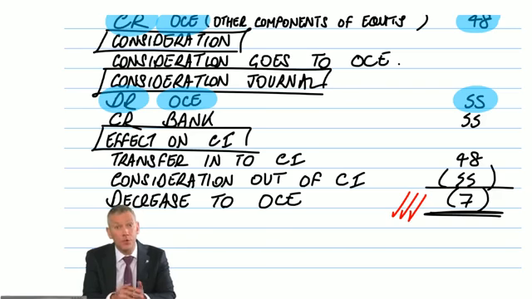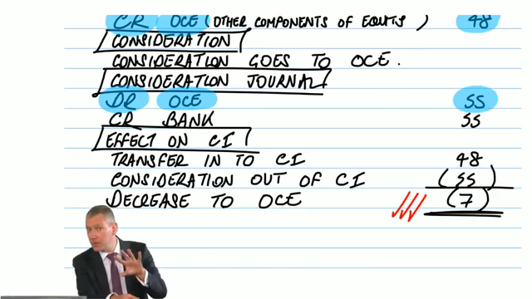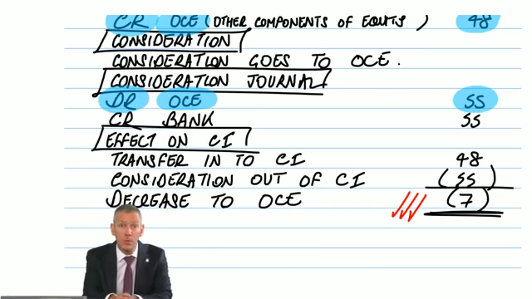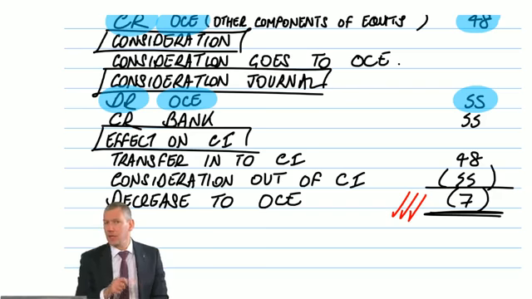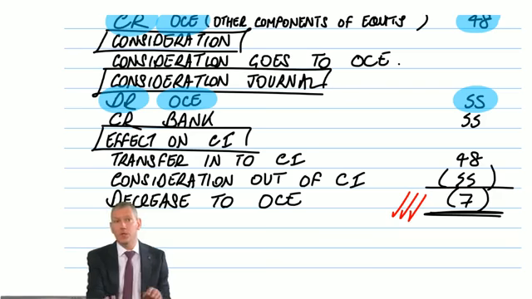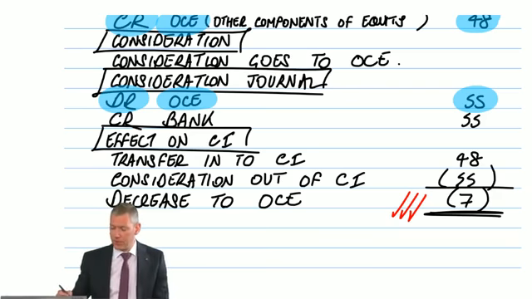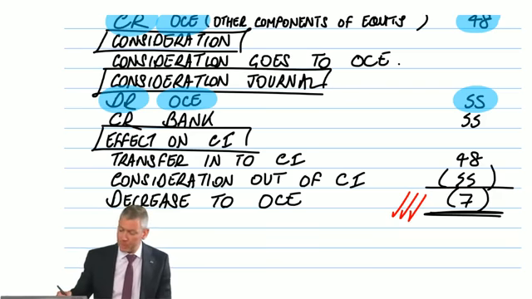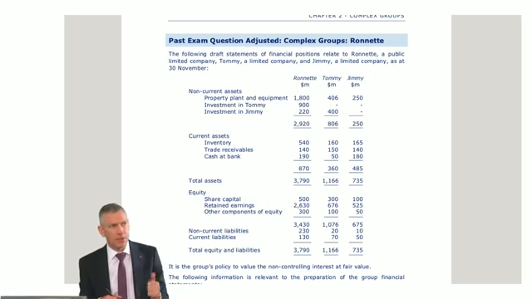It's got complex groups, which is why it's in chapter 2. So parent by sub, sub by sub sub, and it has a goodwill impairment, and it's got a transfer as well. So let's have a look at the concept of the transfer and how it applies to the question Ronette. Now, actually, I've got Ronette just behind me, already ready to go. There you go, you can see Ronette.